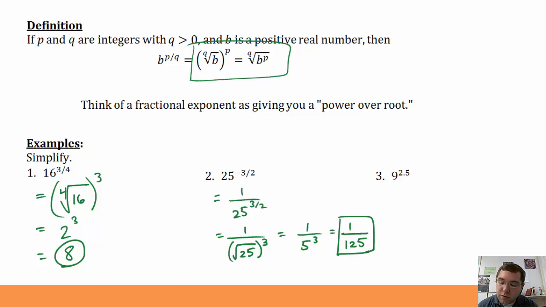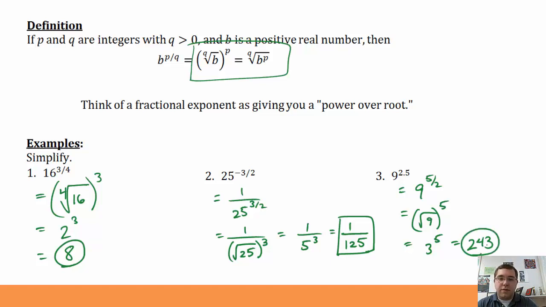Neat. Number 3, 9 to the 2.5 power. Well, that's a decimal. All decimals that end can be written as fractions, so this is really 9 to the 5 halves power, right? 5 over 2 is 2.5. So this is the square root of 9 to the 5th power. Square root because 2 is the denominator. So this would be 3 to the 5th power, and 3 to the 5th power is 243.